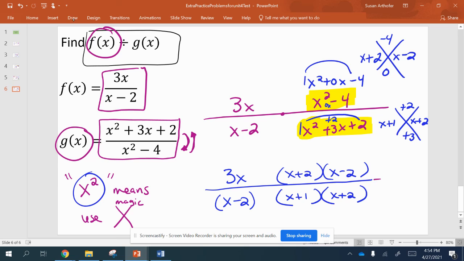Cancel, cancel, cancel, and get your final answer and see if it matches with mine. You write yours down first, and then I'll write mine down. Okay, my final answer would be 3x over x plus 1. That would be my final answer. How about you? So, x minus 2, x minus 2, x plus 2, x plus 2, and there you go.